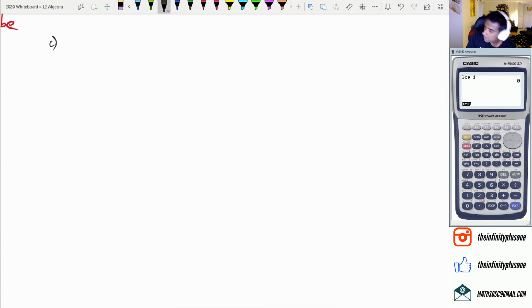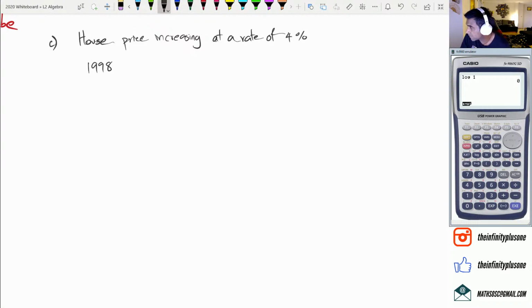So question C is, we've got a house. All right, good old house question. What we're going to do is increase the house price, increasing at a rate of 4%. A person bought it in 1998. So in 1998, they bought the house. In 2016, the house was worth 650,000.